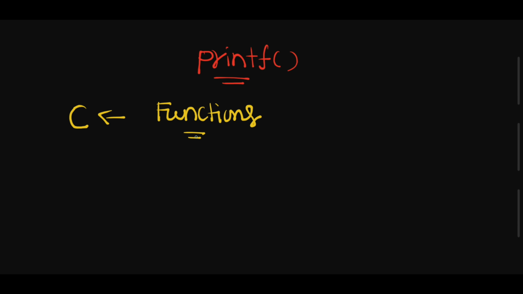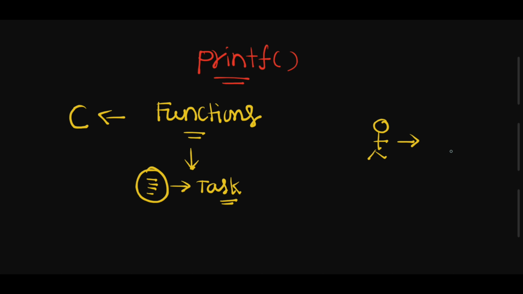So what is the meaning of function? Function means it is one self-contained block. Self-contained block means a set of instructions that performs a particular task. Let us take one example, like a person.